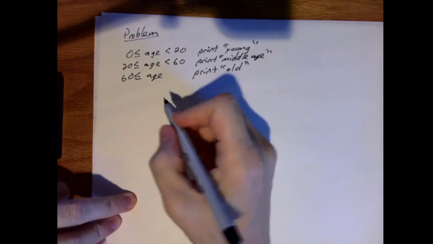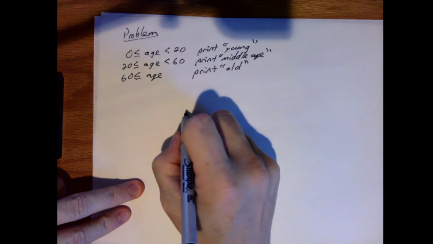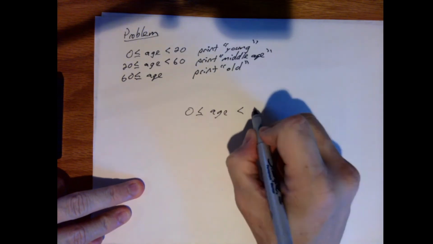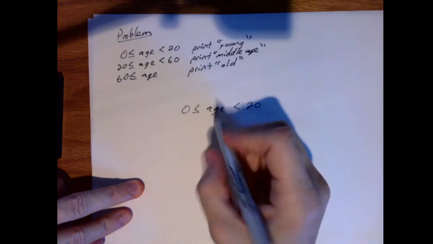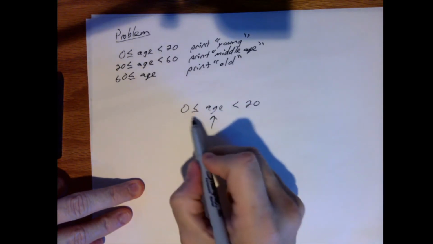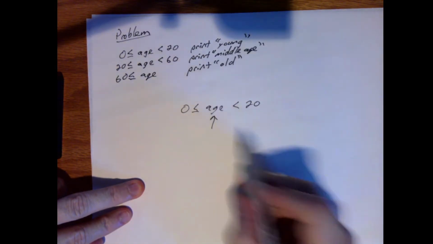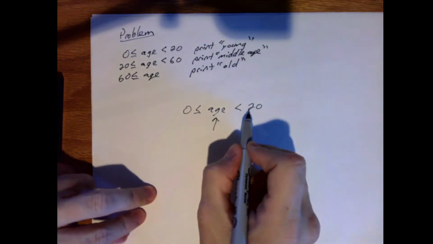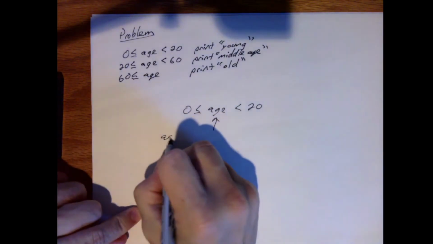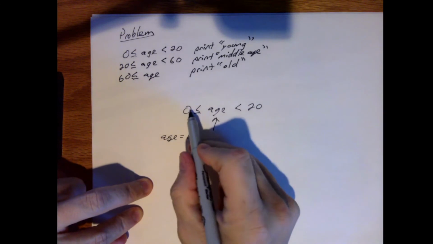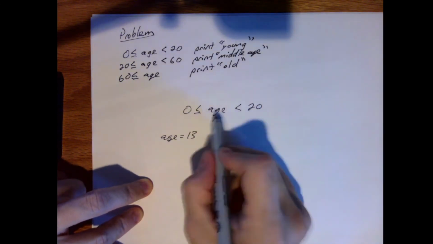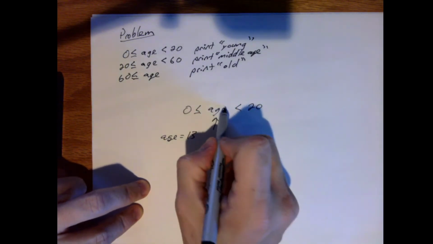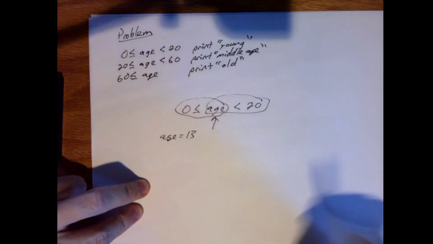All right? So when we get something like this in a math class, 0 less than or equal to age, less than 20, we think of age as being between 0 and 20, right? But the problem is that in order for age to be between these things, which isn't wrong necessarily, so let's say age is 13. 13 is greater than or equal to 0, and it's less than 20, so it's between the two. But in order for that to be the case, there's two inequalities here. This has to be evaluated, and this has to be evaluated.